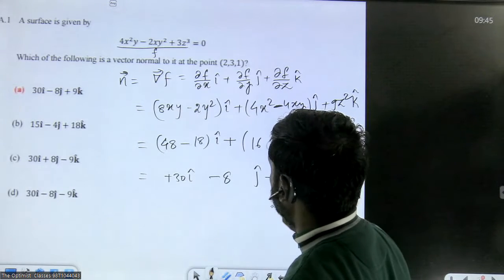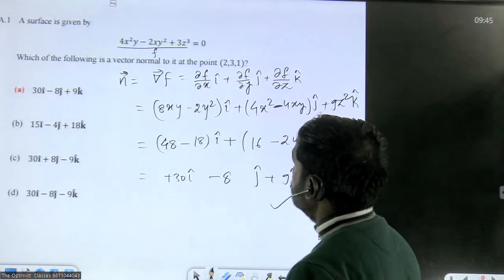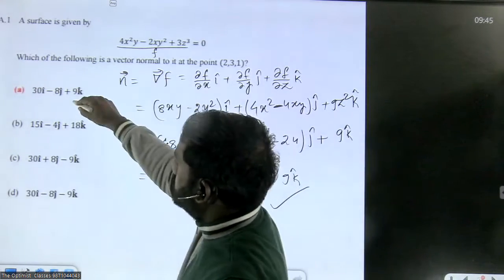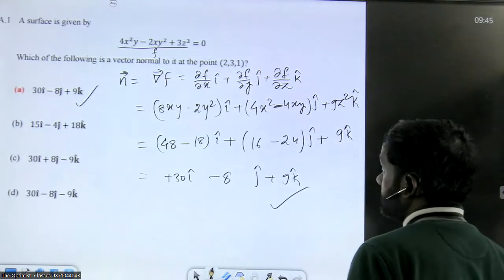So this is quite a straightforward question. Although we can make some calculation mistake. So the correct option is this one. Okay. Now let's move to some other question.